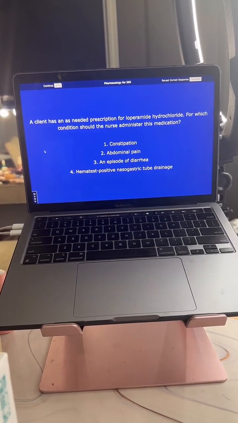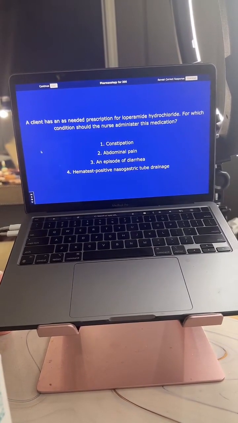All right, so this one says a client has an as-needed prescription for loperamide hydrochloride. For which condition should the nurse administer this medication? Ooh, this is a good one, because this is a commonly prescribed, realistic medication. Knowing the indication for this medication is definitely going to be of use.